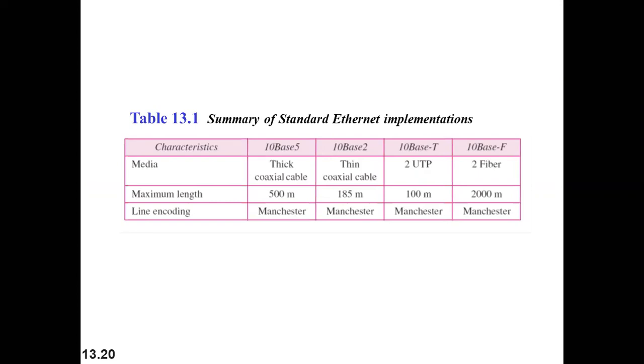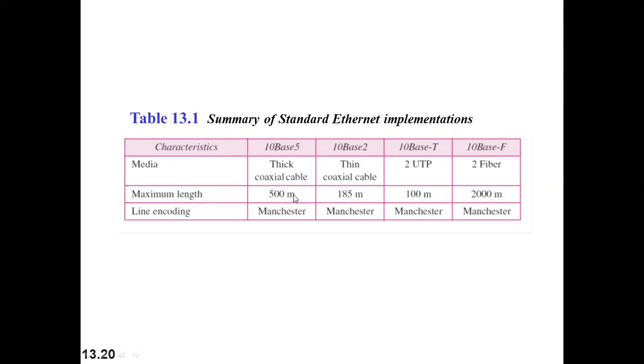As we have seen, there are four different types of standard Ethernet implementation: 10 Base 5, 10 Base 2, 10 Base T, and 10 Base F. The characteristics, first one is the media. Here, the connection is done through a thick coaxial cable in 10 Base 5, whereas in 10 Base 2, it is thin coaxial cable, whereas in 10 Base T, it is a twisted pair, right? Two twisted pairs for transmission as well as receiving. And in 10 Base F, two fibers are connected for transmission as well as receiving.